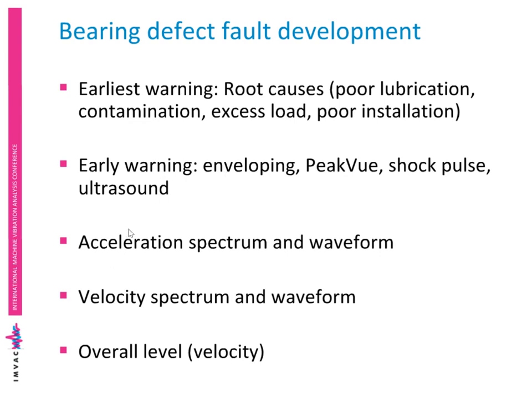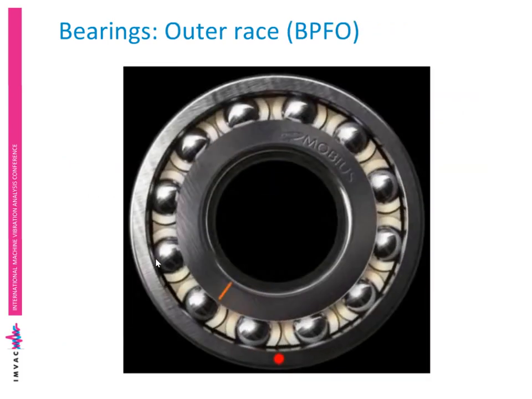Using acceleration and either looking at the spectrum or particularly the waveform, we'll get a warning of the fault either later if we're not using this technique or as the fault gets worse, and then we can look in velocity, and last of all we can look at the overall level, the typical RMS reading where it's just one number. Okay, so that gives us an idea.